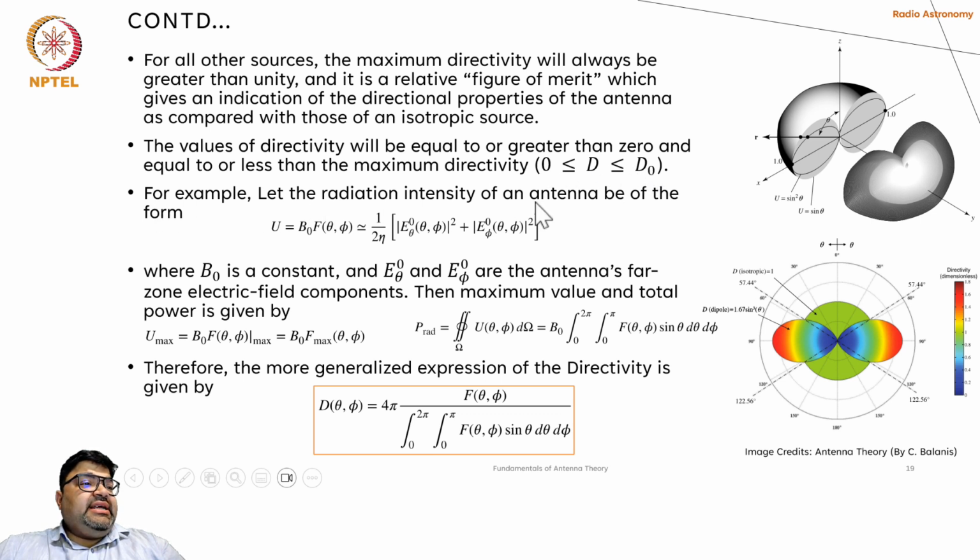For example, let the radiation intensity of an antenna be of the form U as given by this, where B naught is a constant. U maximum is given by, of course, the maximum of this functional form, and P rad is given by this. So if you want to find the directivity expression as a function of theta and phi, it is given by this whole expression, where the top one is the directional property and the bottom one is the integrated property or response over all theta and phi.